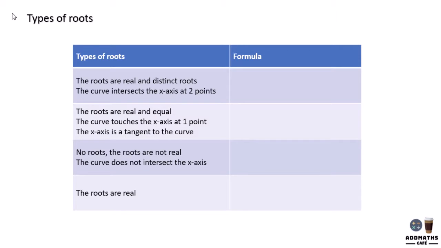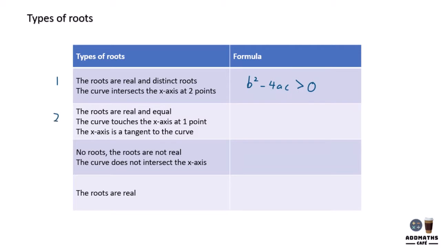In this chapter, we have 4 types of roots. The first one, let's look at this. The roots are real and distinct roots, and the curve intersects the x-axis at 2 points. Means that the formula will be b squared minus 4ac more than 0.